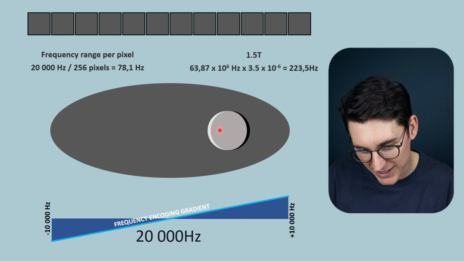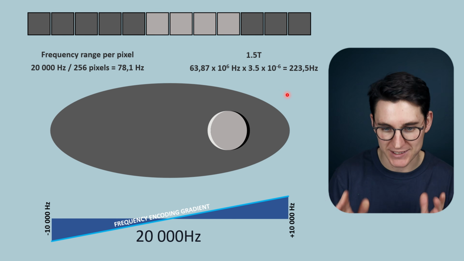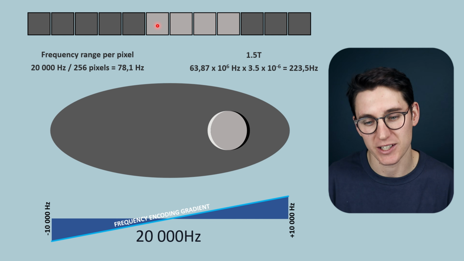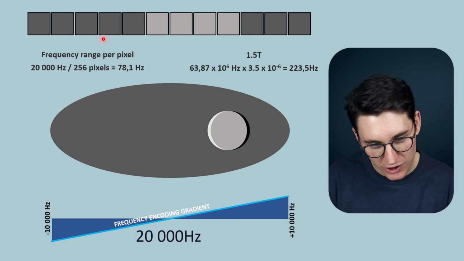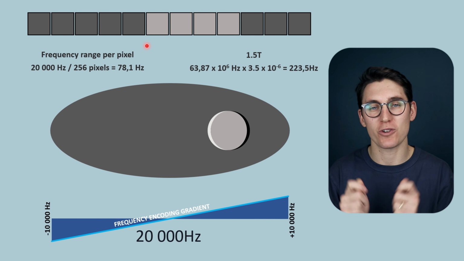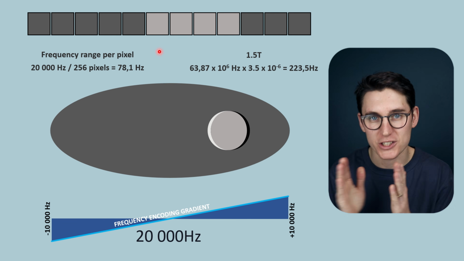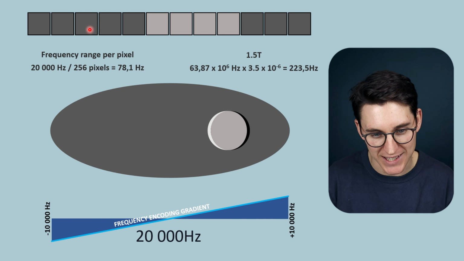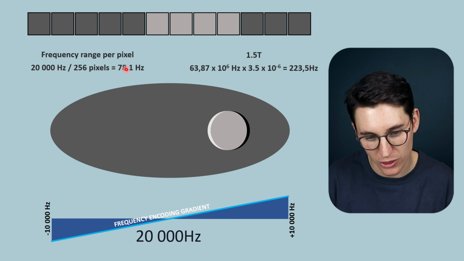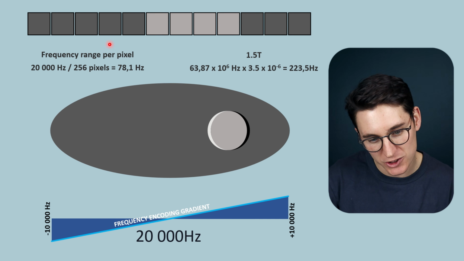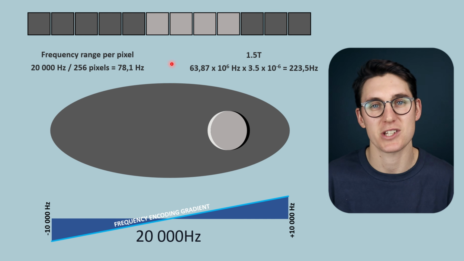Now, if we were to take the signal from fat, let's put fat in our image here. If we were to take the signal from fat being produced here, it's going to be 223.5 hertz less than the signal from water that we use to plot our signal along the x-axis. We're going to misregister this fat as actually being in this pixel here. It's about 3 pixels. The range of frequencies per pixel here is 78.1 hertz. We're going to misregister it 3 pixels across to the left.